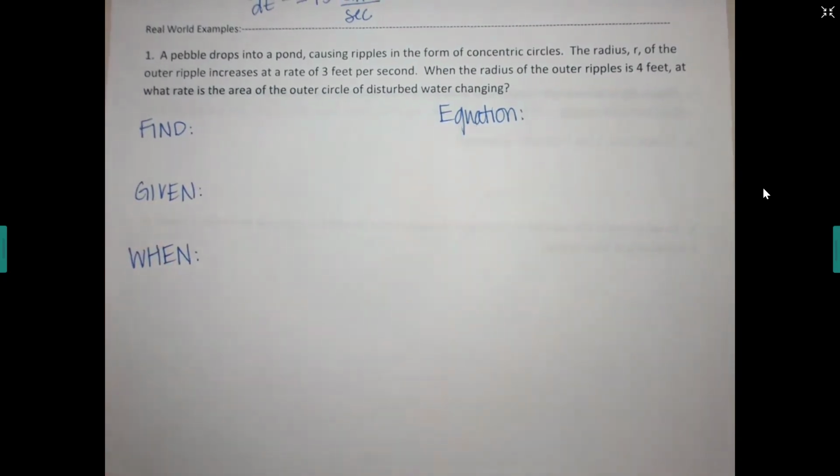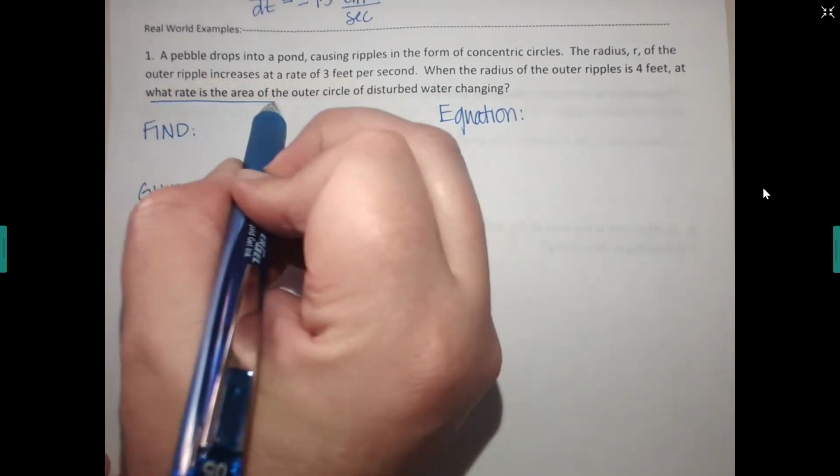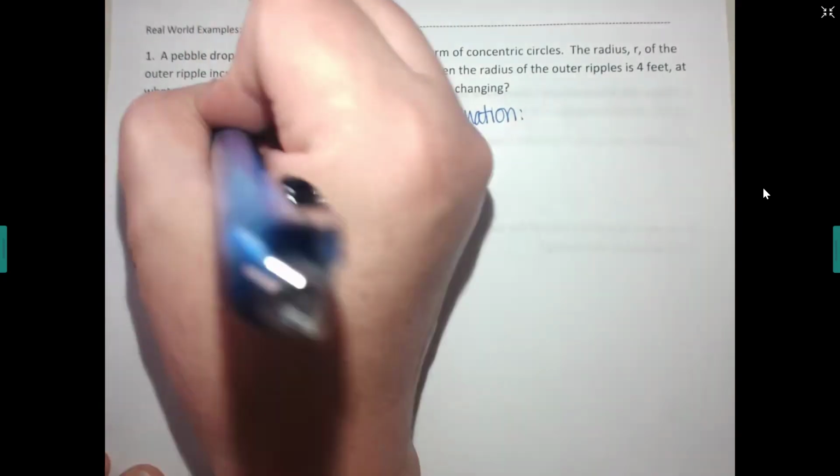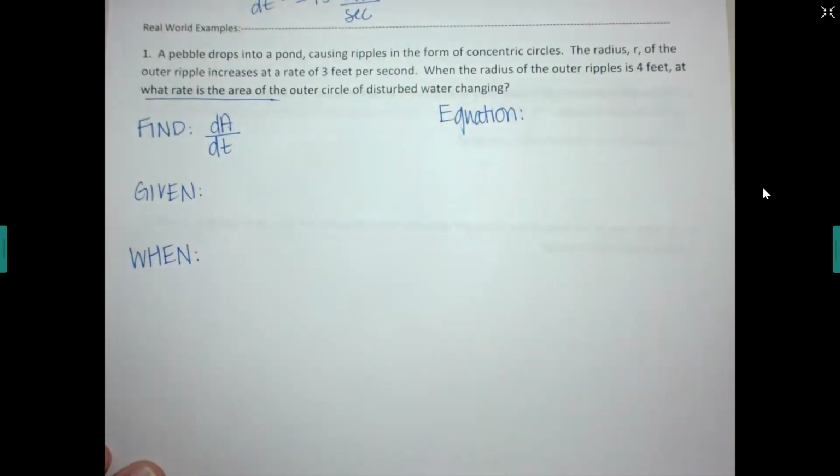So it says a pebble drops into a pond, causing ripples in the form of concentric circles. The radius r of the outer ripple increases at a rate of 3 feet per second. When the radius of the outer ripple is 4 feet, at what rate is the area of the outer circle of water changing? So let's start with the find. Let's look at our question. We want to know what rate the area is changing. So I'm going to call that dA/dt. Okay, and that stands for how fast the area is changing.